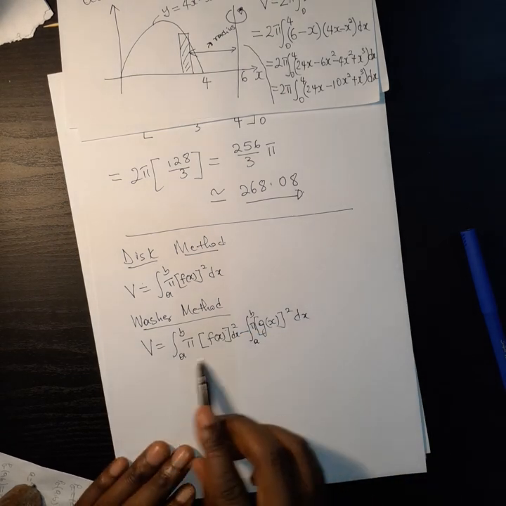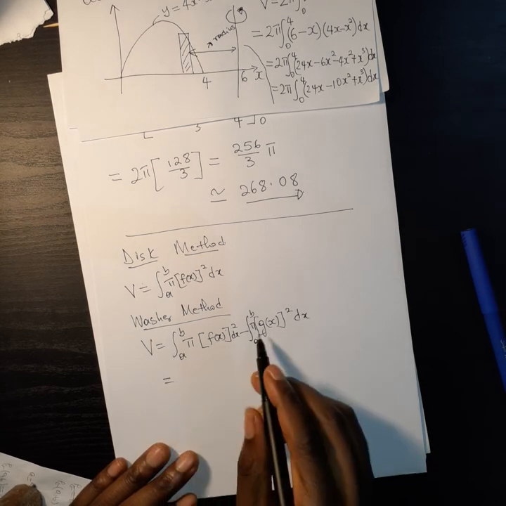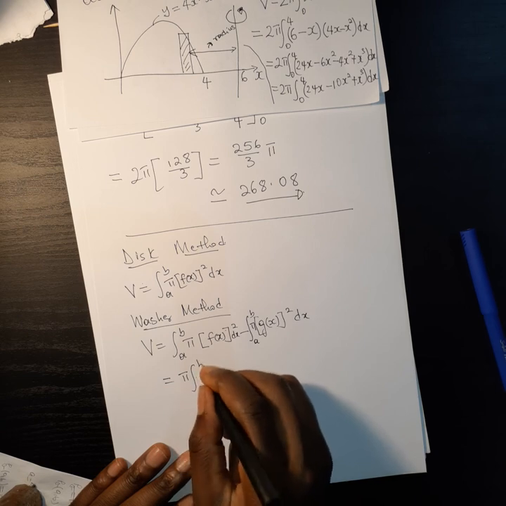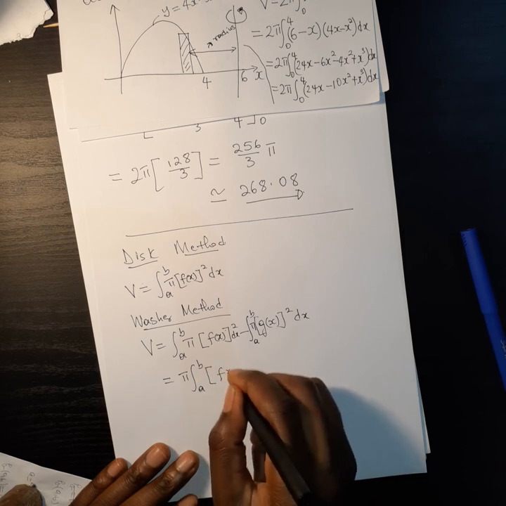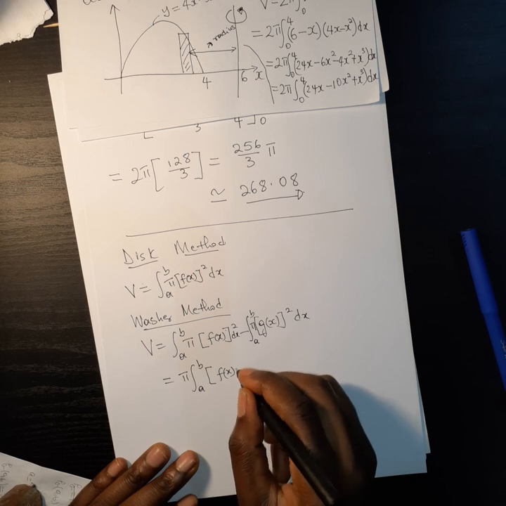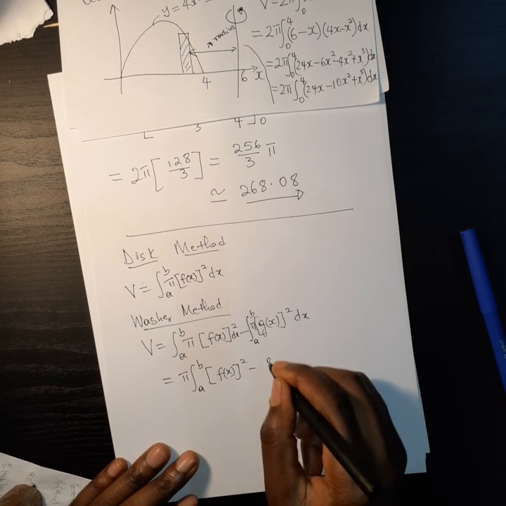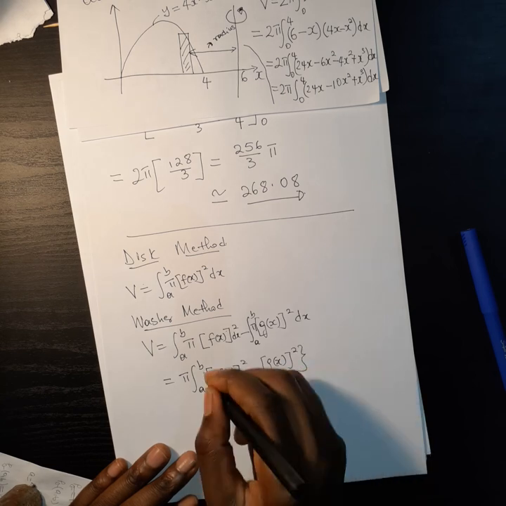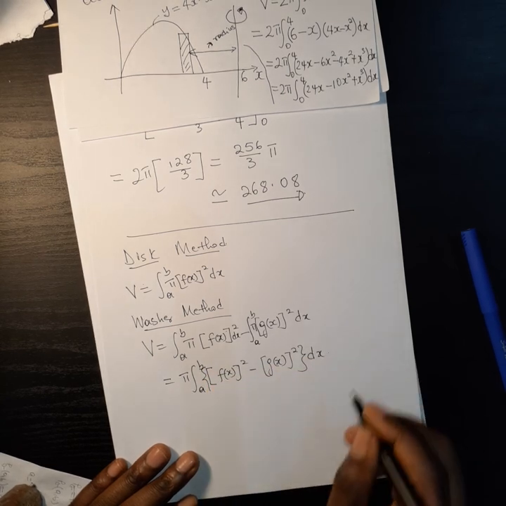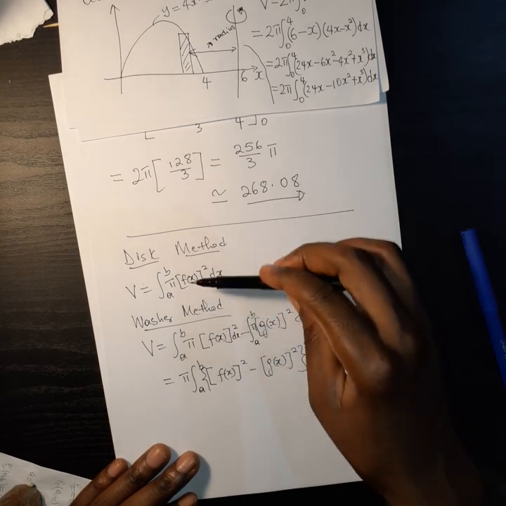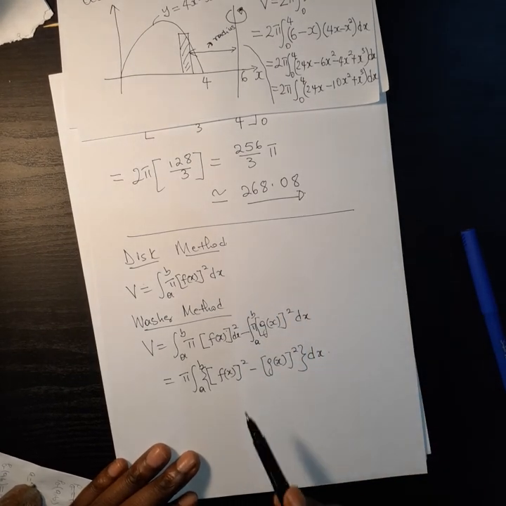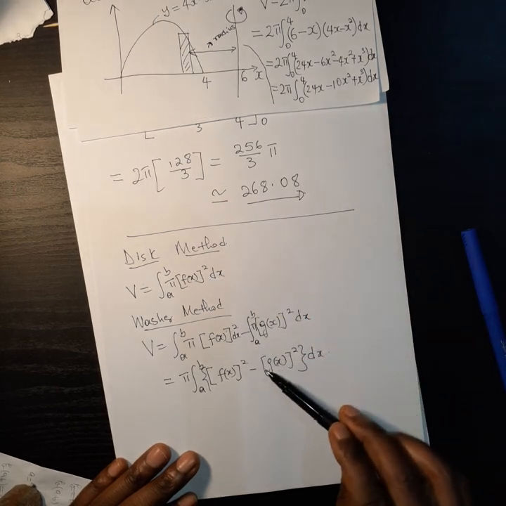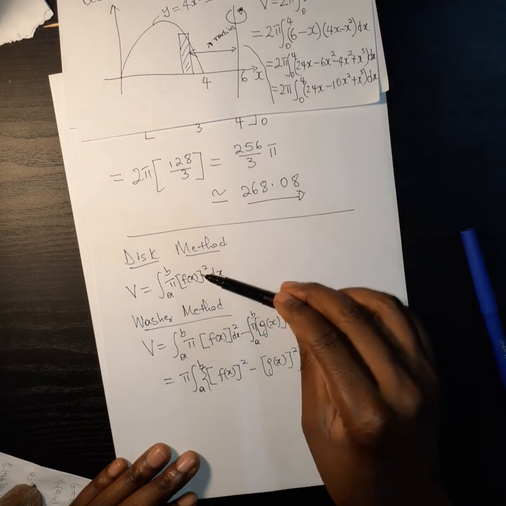And if you have something like this, when you simplify, you can see this is common. So you can take your pi, your a to b out, then you have your f of x squared minus your g of x squared dx. So if you compare this method with that one, they're the same. The difference is in this one, g of x is 0. If you take g of x equal to 0, then you are back there.